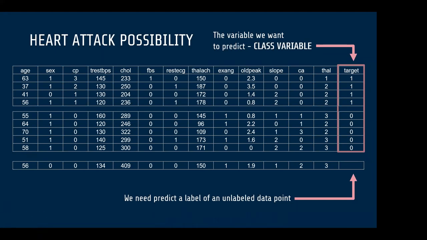Right. Class variable එක තමයි predict කරන්න හදන්නේ. We are trying to predict the class variable for an unknown data point. So this data point, as you can see, doesn't have a class variable here. What we are trying to predict is this data point, which, again, you can see is unlabeled, because that's what we are trying to predict, right?